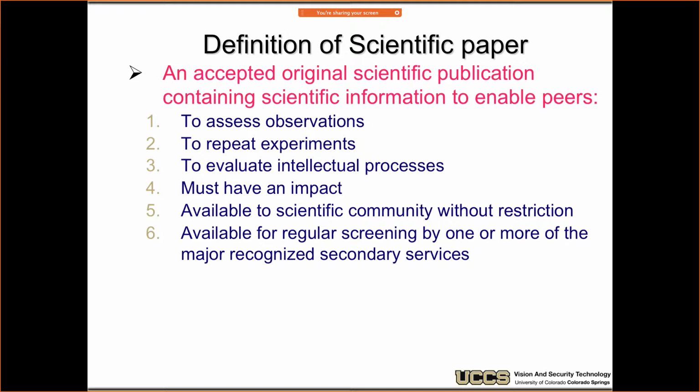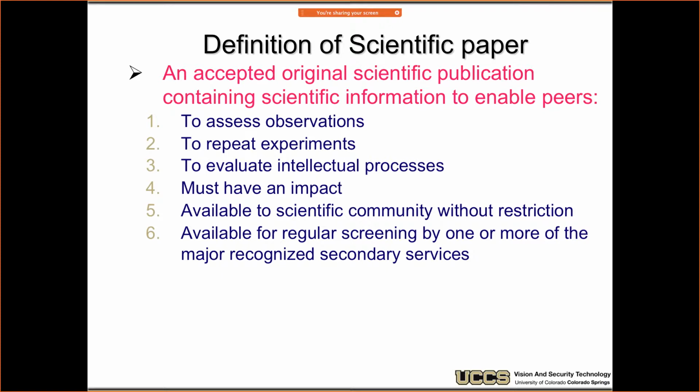It generally has to be available to the scientific community without restrictions. The "without restrictions" is a funny term because it often means that you have to pay for it, which is a restriction, but that's not considered a terrible restriction, as opposed to it's classified and only people with certain clearances can read it. Right? It might still be a scientific paper, but that's generally not going to make it if no one else can read it.